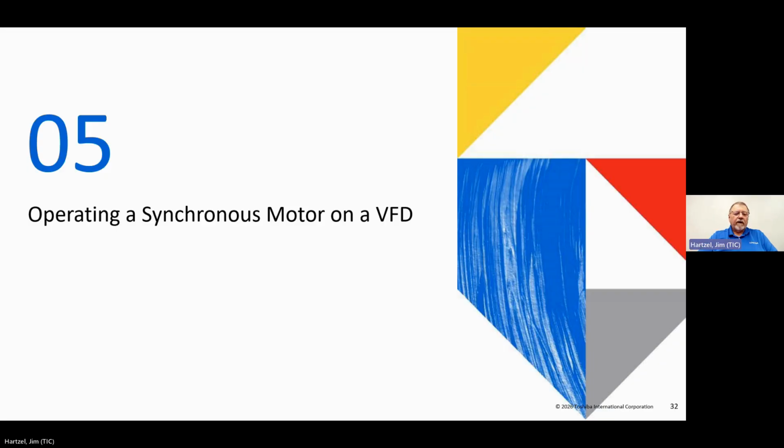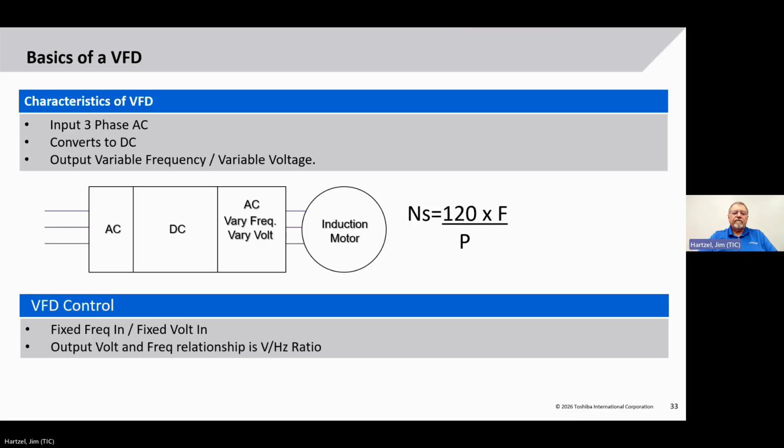Okay, let's talk about how we operate on a VFD. Just to refresh your memory, with our VFD you have three-phase AC coming in. We're going to convert it to DC, and then we're going to output 0 to 60 hertz, 0 to 100% voltage. And that's going to have a volts per hertz ratio. So at half speed, you'll have half voltage, and so on. Okay, so let's see what happens here.